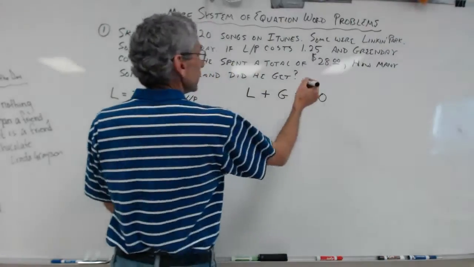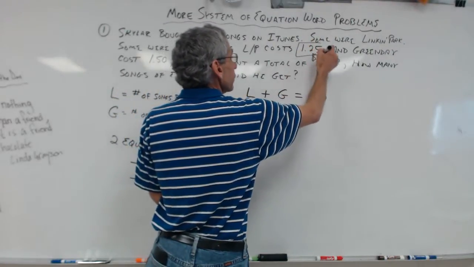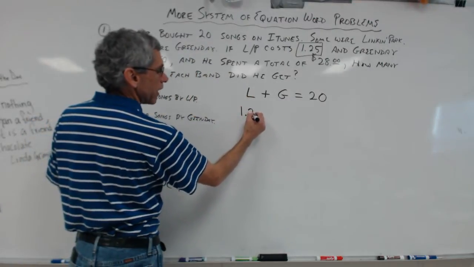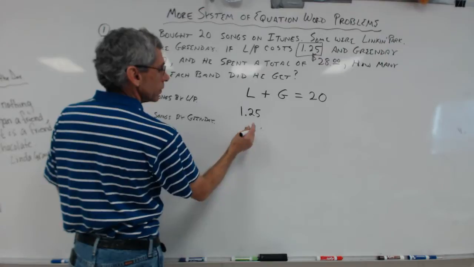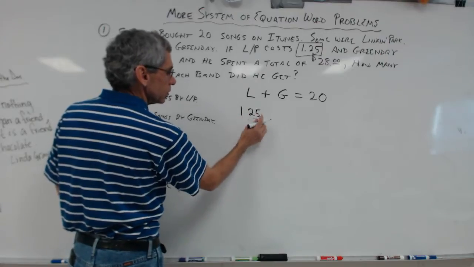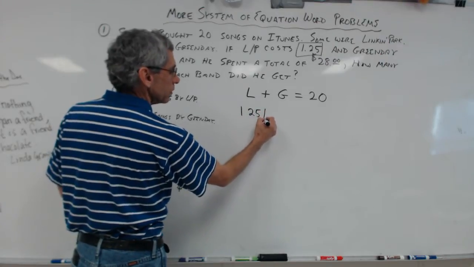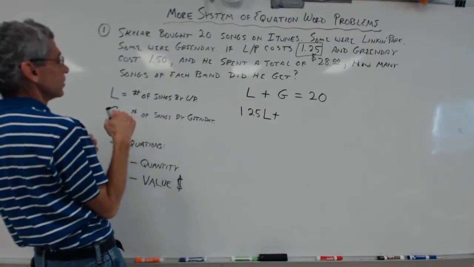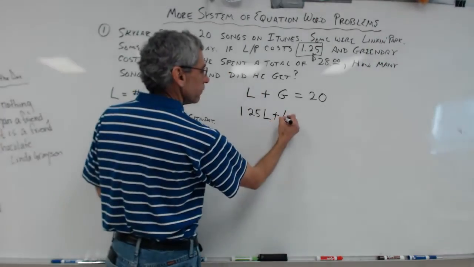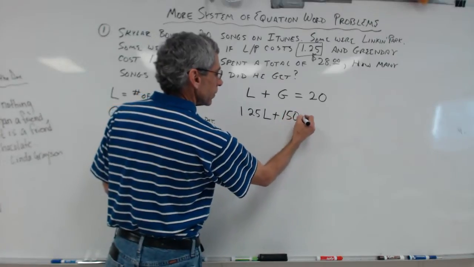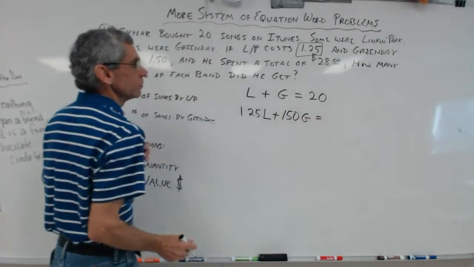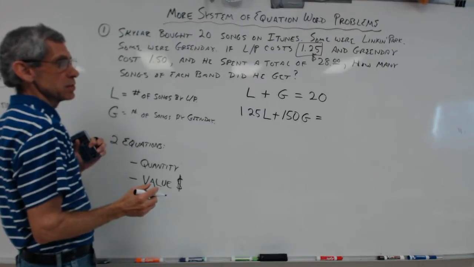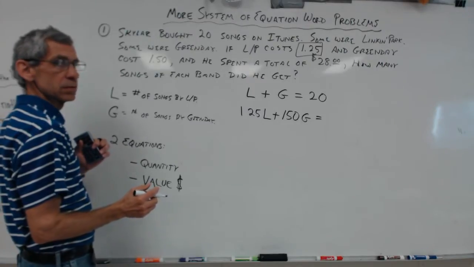So all I'm going to do is take this, and put that in front of the L. 1.25. Why don't we change it to cents? Okay, let's change it right to cents. Let's just do that. 125L plus, and then G, what would I put in front of the G? 150. 150G equals what? 28 dollars. 2,800.